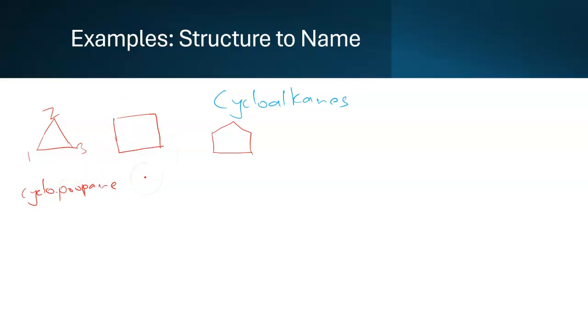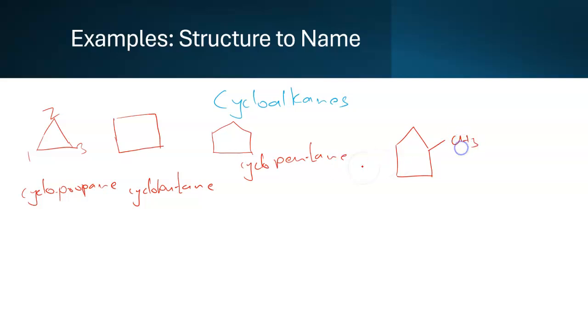Similarly, there are 4 corners, which means there are 4 carbons. The structure name will be butane, and it will be cyclobutane. And in this case there are 5 carbons. So this is the structure of pentane, and in the prefix we have to add cyclo: cyclopentane.